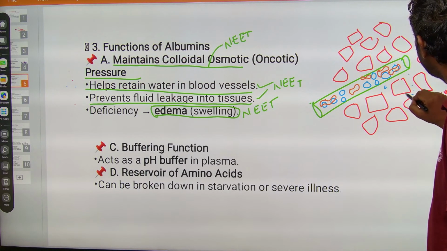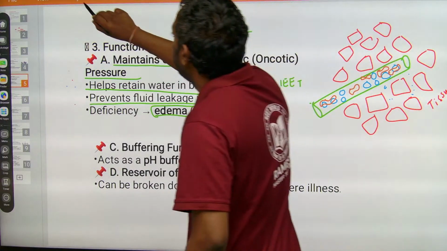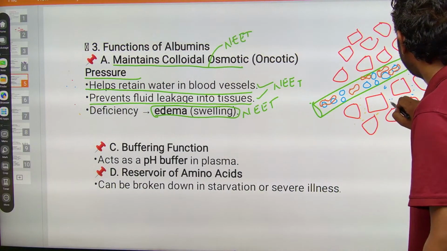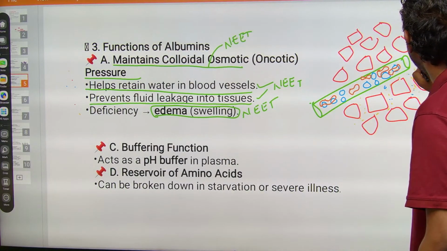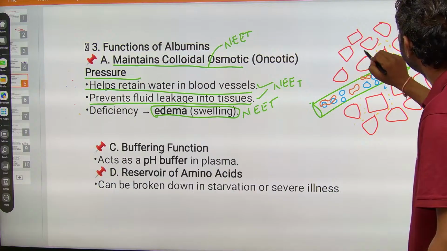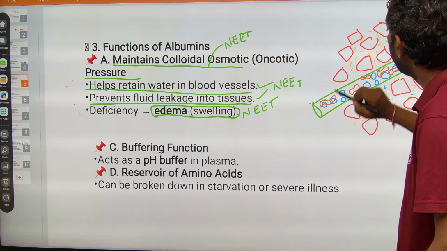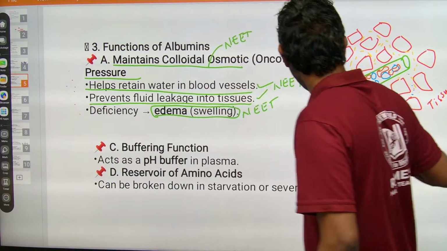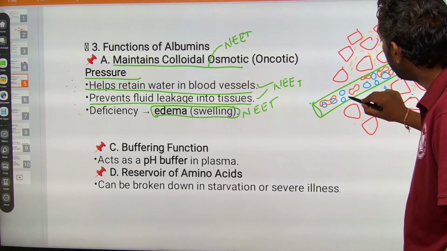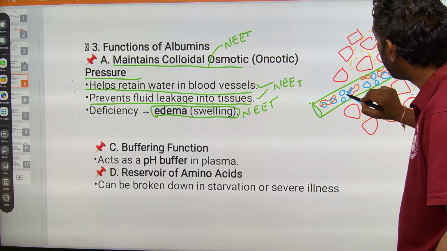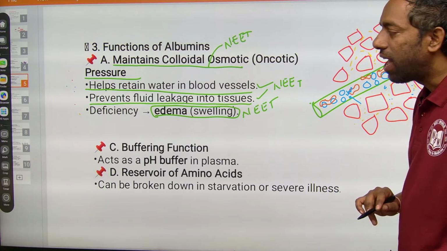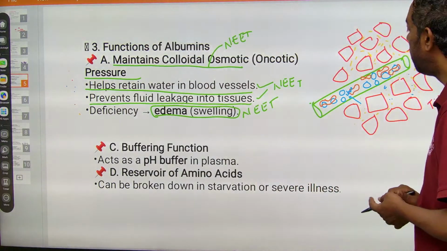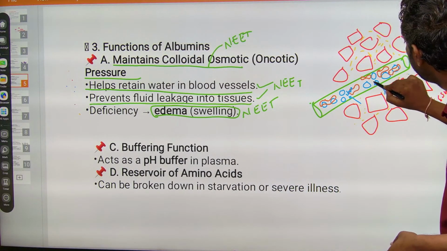This is the water there in the tissue, right? The yellowish is the water in the tissue. Okay. These albumins, being colloidal in structure, can attract the water into the blood vessel, and they help retain water in the blood vessel. They can retain water from the tissue.